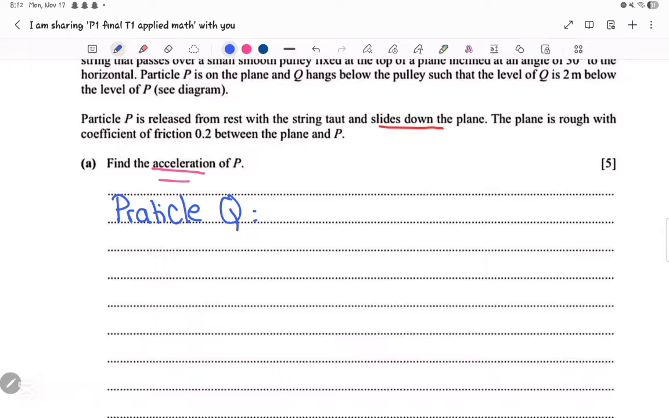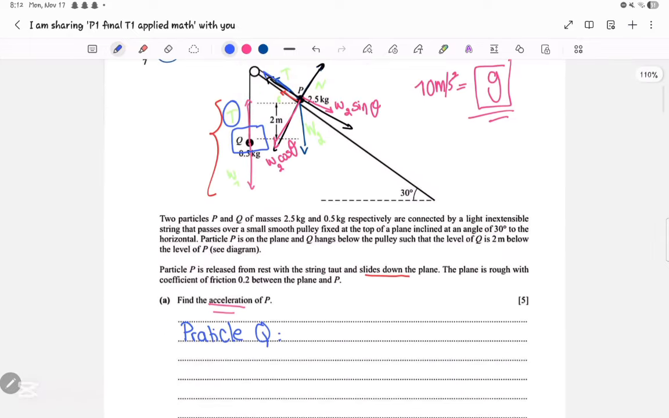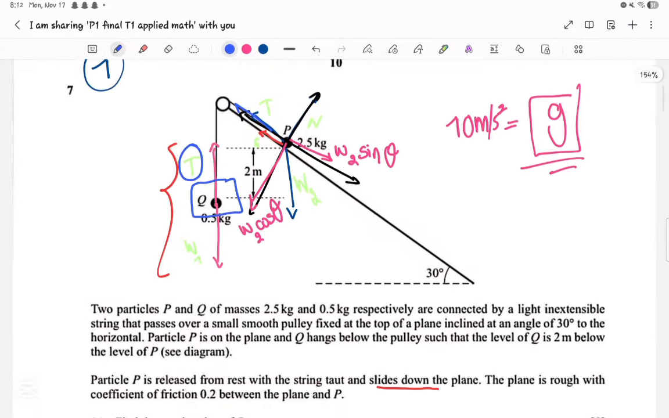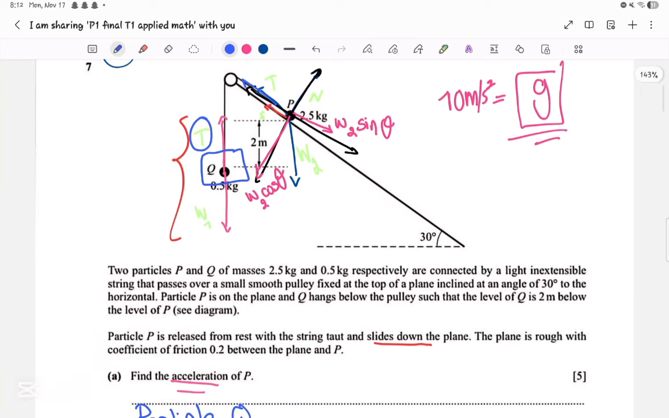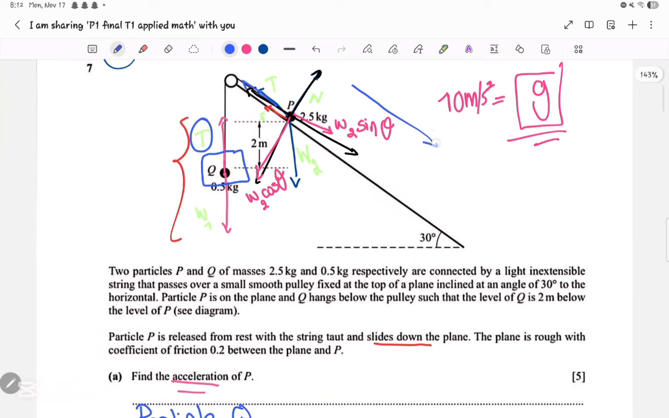What can I say about particle Q? Particle Q will also accelerate, but how will it accelerate? I know that particle P will slide down, so my acceleration is downwards. That means what happens? What's the acceleration of Q? It's going to move upwards. It's all about connection.